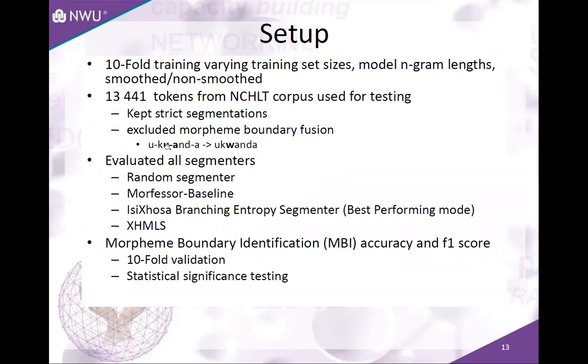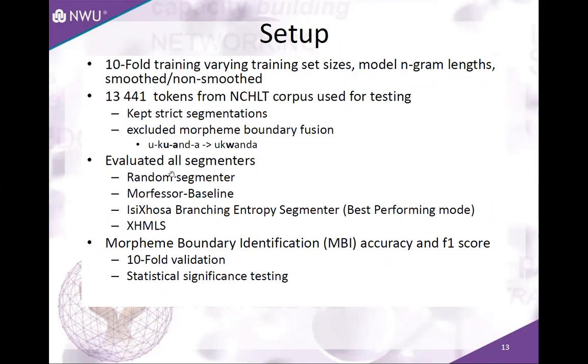For example, if you segment the word Uganda in isiXhosa, a proper linguistic segmentation will be U, Ku, and the root will be under. But if you concatenate those, they don't form Uganda because of the W that gets formed in that exercise. Right, so we have to cater for that. So we have to take those out, because that's not what we are testing in the exercise.